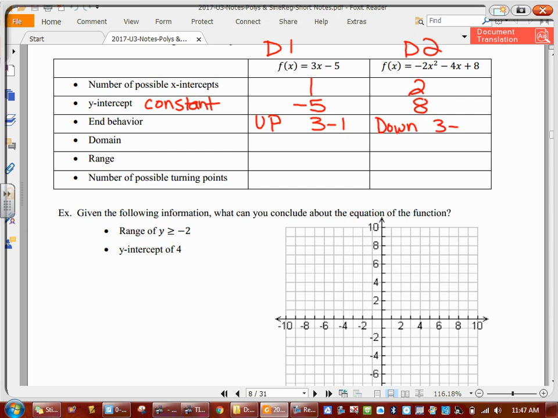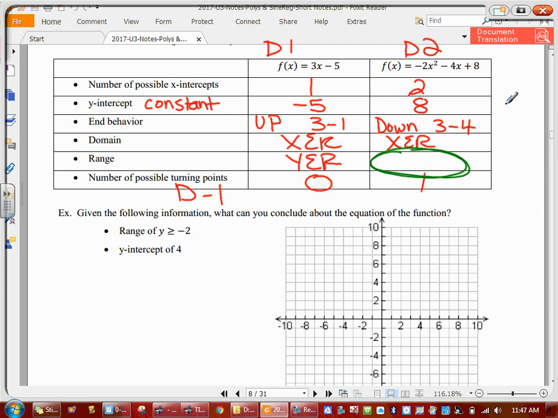And possible number of turning points is 1 less than the degree. It's degree minus 1. So here we have 0. Here we have 1. We're going to go back to range of a quadratic. Range of a quadratic has a boundary. So because it has a boundary, we need to find the vertex. Your vertex is the max or min point.